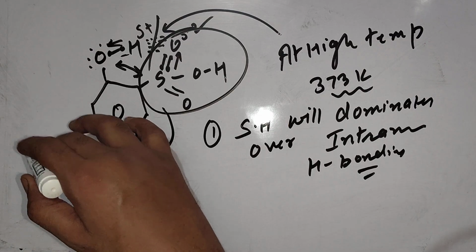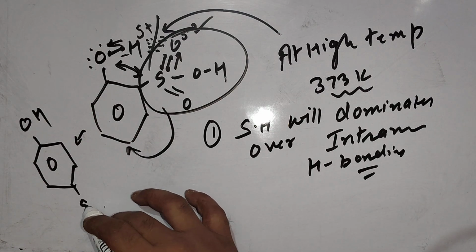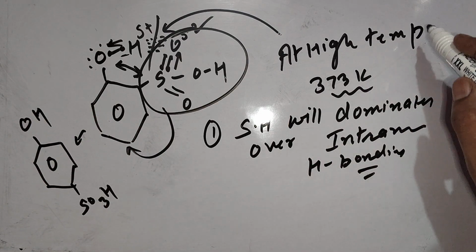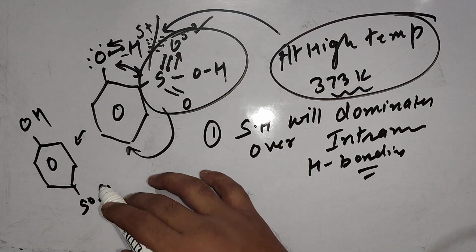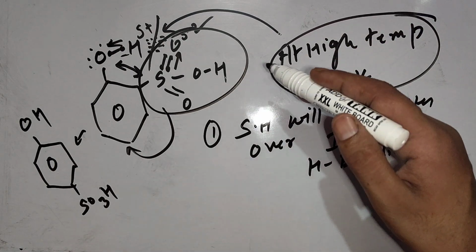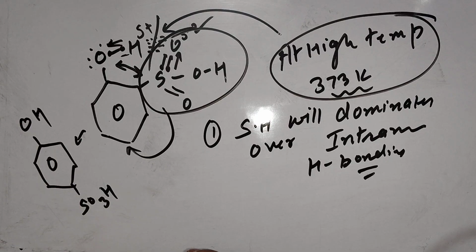So the molecule will be this. That's why at higher temperature, we are getting para substituted product as a major product. That's it. This is the reason. Very easy.